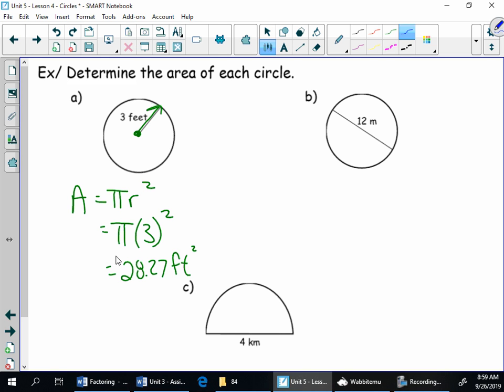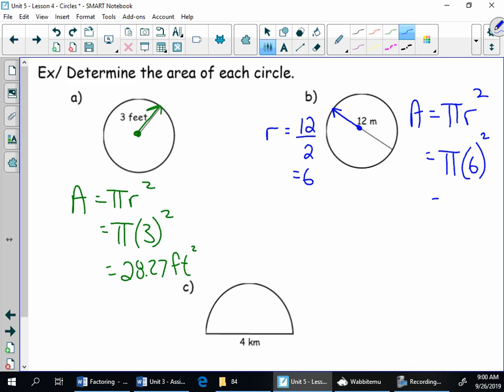Let's take a look at B. I want to find the area still. Area is pi r squared. What is my radius? Well, they didn't give it to me this time. They give me the diameter all the way across. I only want half across. So my radius is always the diameter divided by 2. So I get pi times 6 squared, and you type into your calculator again, you'll get 113.09 meters squared.